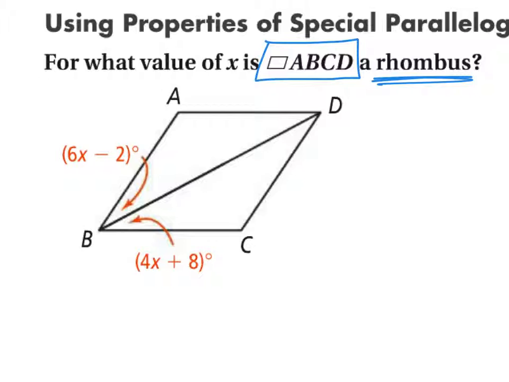Okay? Remember that we're kind of doing the converse now. We're proving that we have a rhombus. Okay? And so in order for it to be a rhombus, we have to have an angle bisector. So I would say then 6x minus 2 equals 4x plus 8.